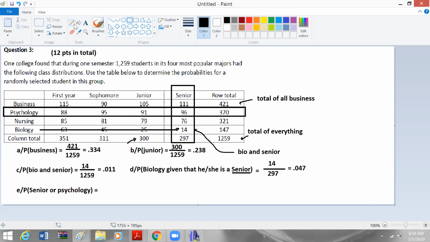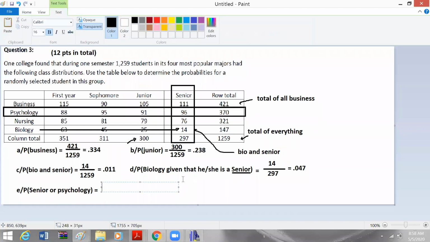So now we're gonna do what? So we're gonna take the sum of... remember that we always have to divide it by the total of everything, right? So the total of the business, psychology, senior, and junior, except for the conditional probability, that you don't divide by 1259. Very likely that we need to divide it by 1259.